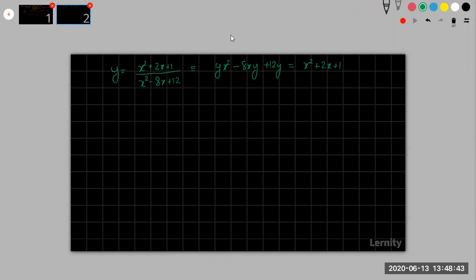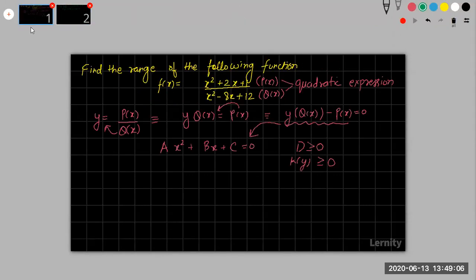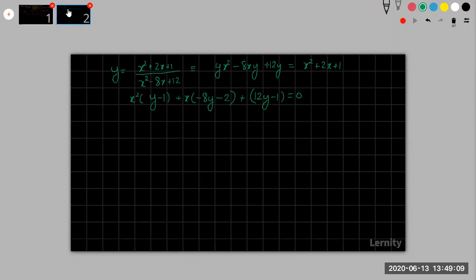Now I'll bring everything on one side. So this will be x square into (y minus 1), plus x into (minus 8y minus 2), plus (12y minus 1). This will be equal to 0. Now if I compare this with the quadratic expression, this part is a, this part is b, and this part is c. So again we take the discriminant D greater than or equal to 0.